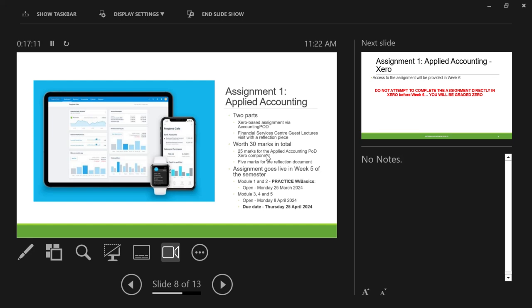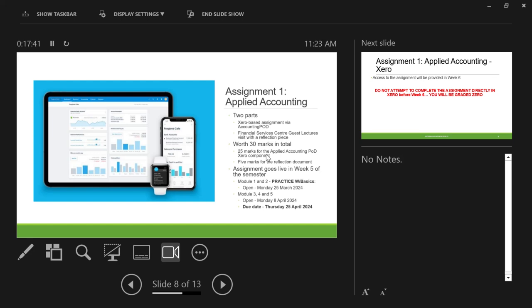Anyhow, we are here for two parts: the zero-based assessment, which is the accounting part, and then the financial sim. The zero-based accounting assessment is worth 25 marks. It will go live in week 5 of this semester. I've already posted this information in the study schedule. In week 5 you will receive a link from me saying you are enrolled in the accounting pod in the zero component, and you need to click on the link.